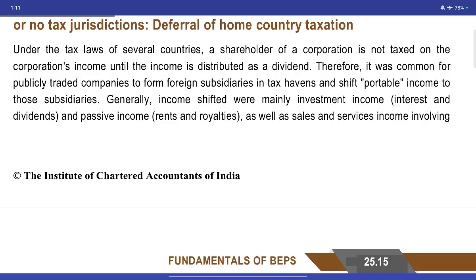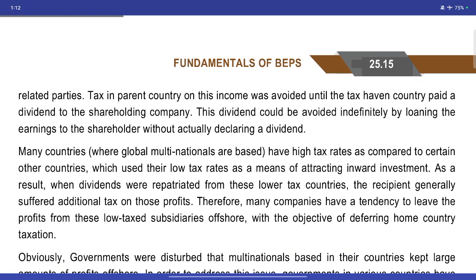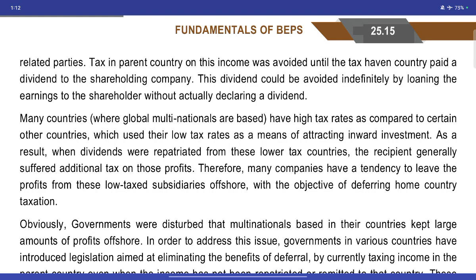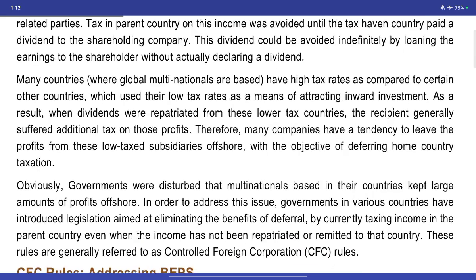Generally, the income shifted is mainly investment income such as interest and dividends, and passive income such as rents and royalties, or sales and service income from related services. Tax on the parent country is avoided until tax haven countries pay dividends to the shareholder countries. These dividends could be avoided indefinitely by loaning the earnings to the shareholder without actually declaring a dividend.